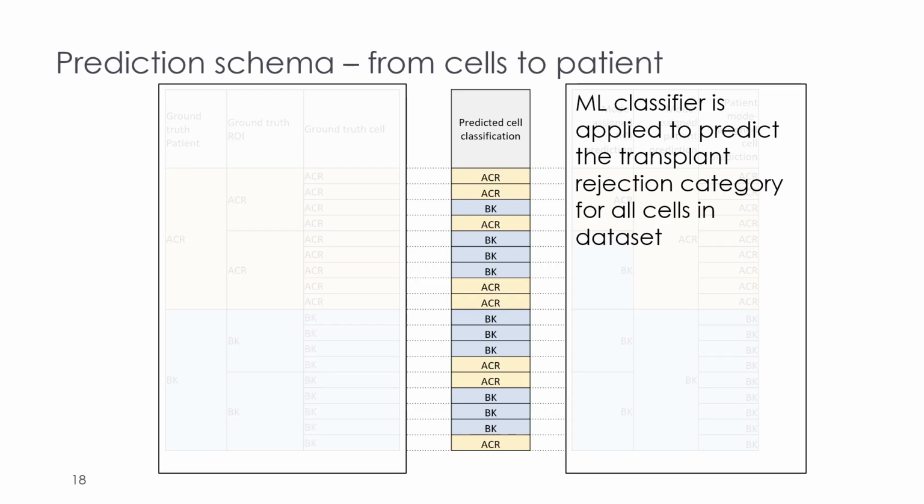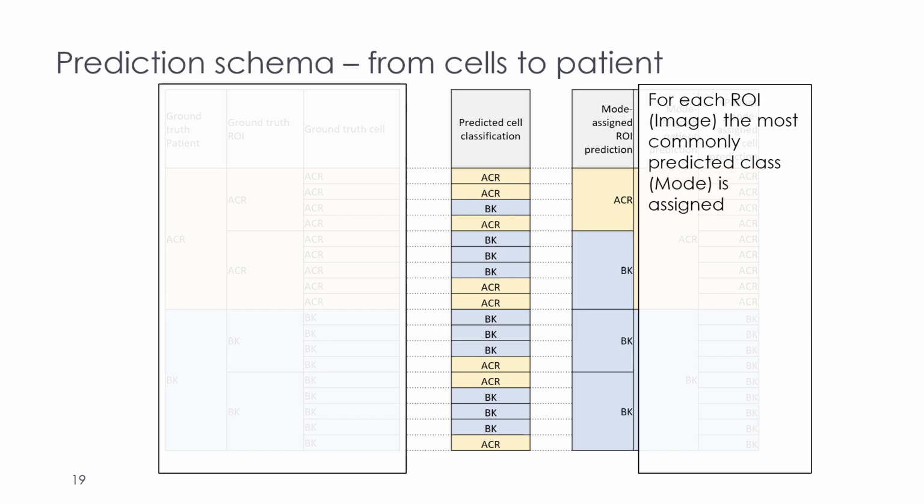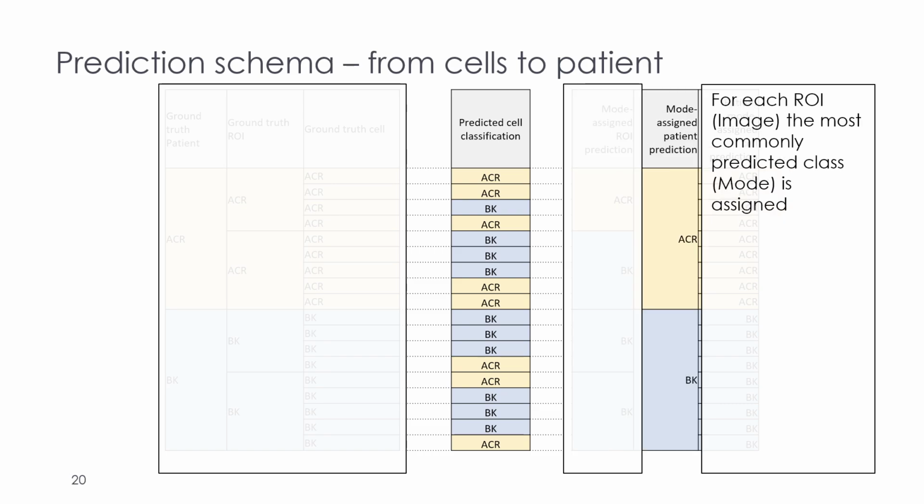After prediction, you can see that cells are being classified as either ACR or BK, but how do we traverse up the hierarchy back to the patient level? And the answer to this is mode consolidation, also known as majority rules. Now, for each image from a patient, we assign the classification based on the most commonly represented cellular classification. And going one step up, we can predict the patient classification by the most commonly represented cell classification.